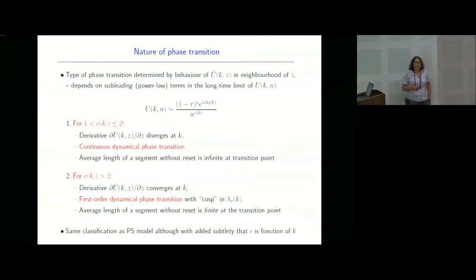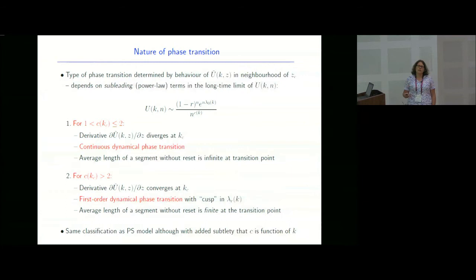And if U has this form, then you can show very easily by taking over the PS argument that if this C of k is less than 1, there's no phase transition at all. And that includes the IID case where C is equally 0, and also you can show very easily it includes the case where your Markov process xi is time homogeneous.